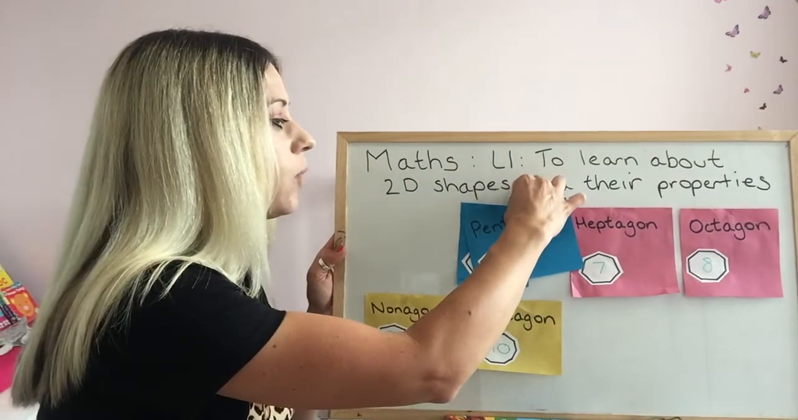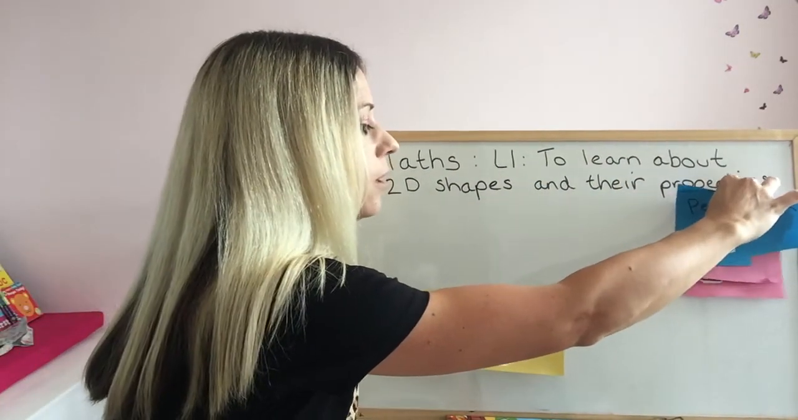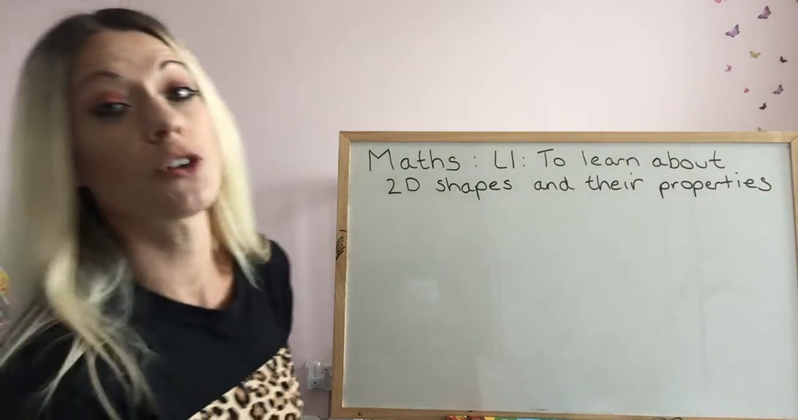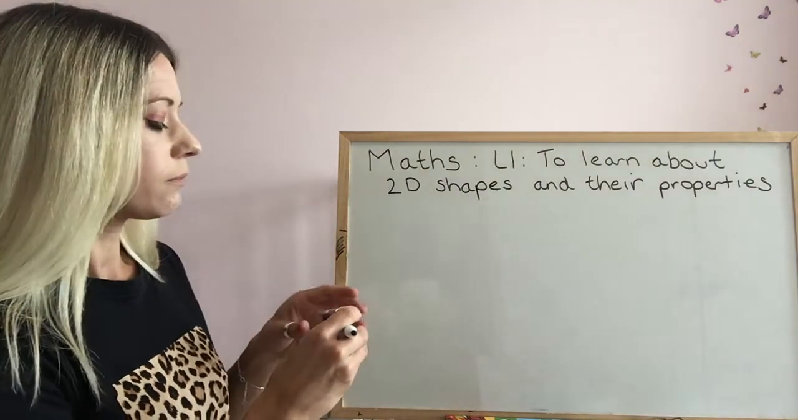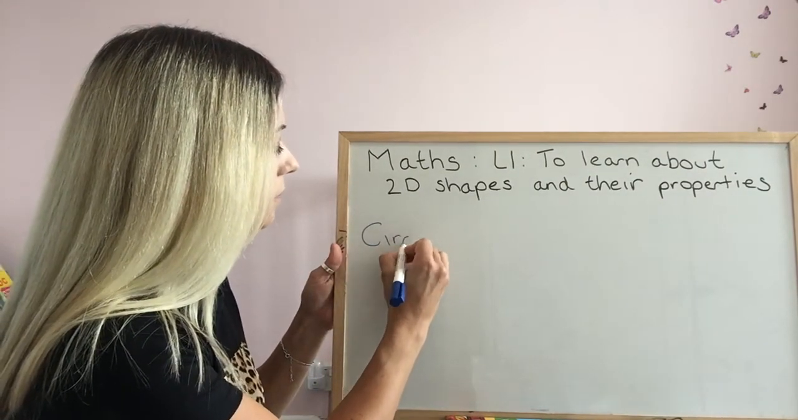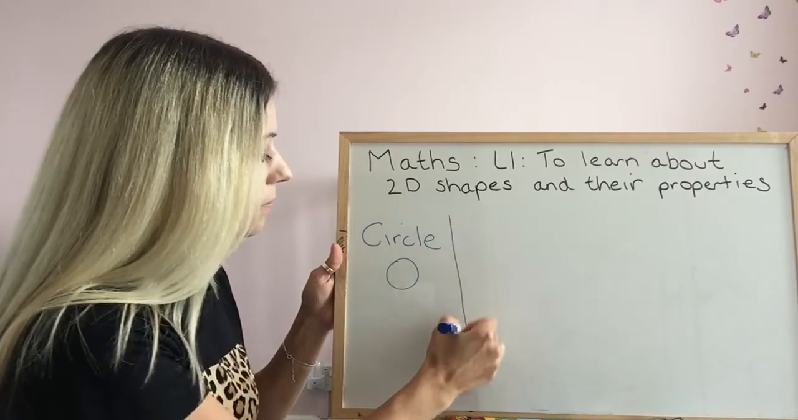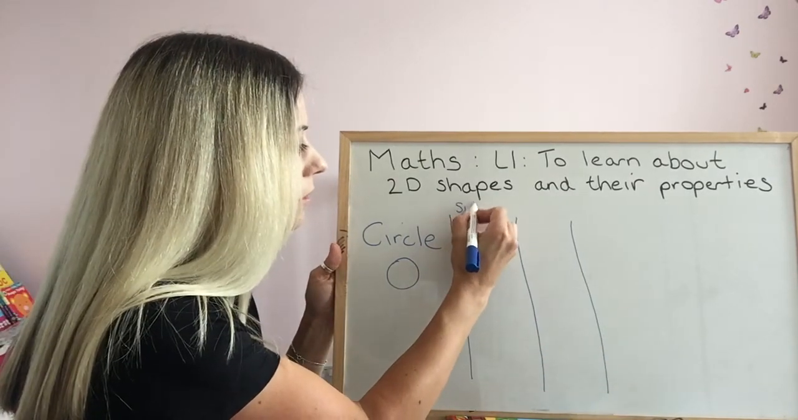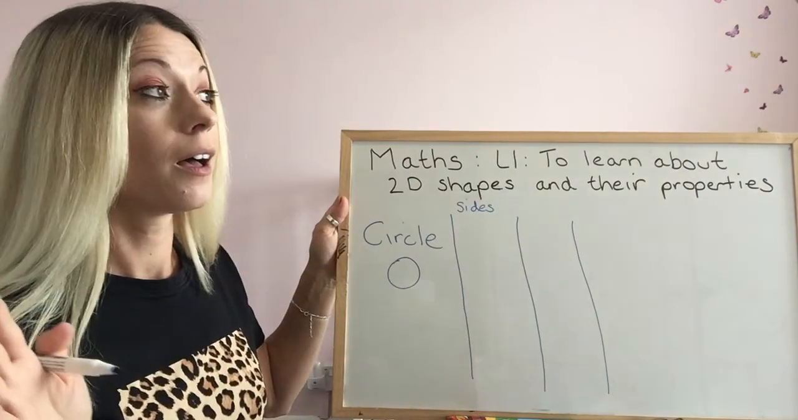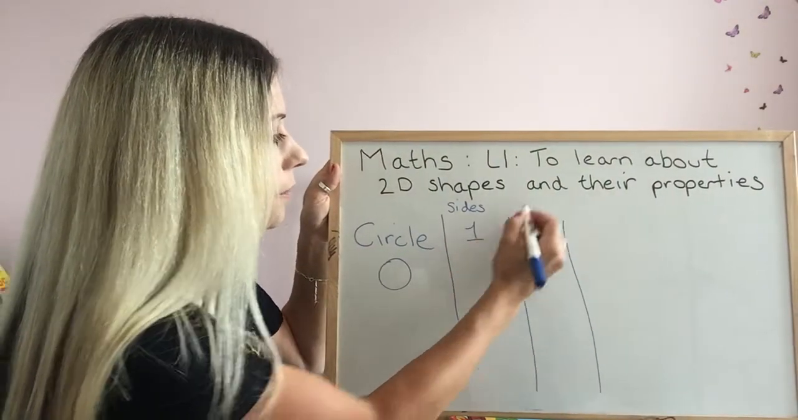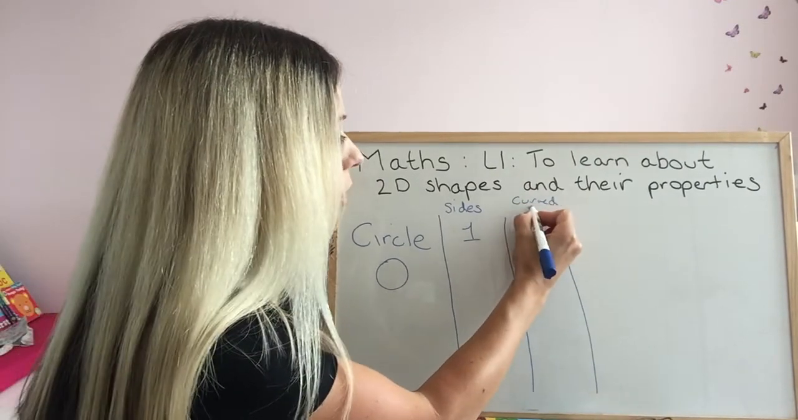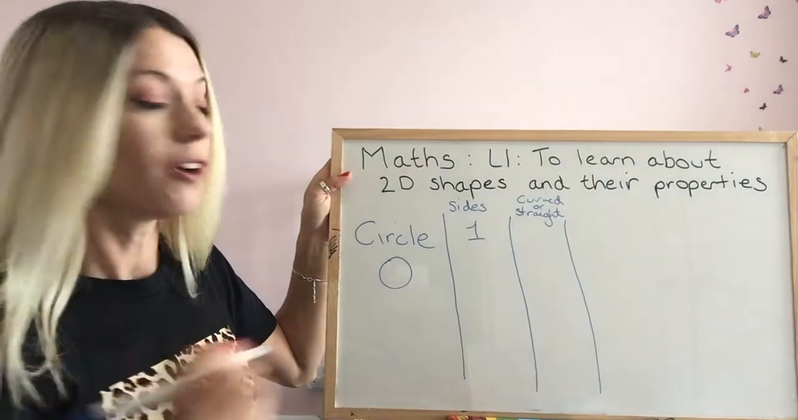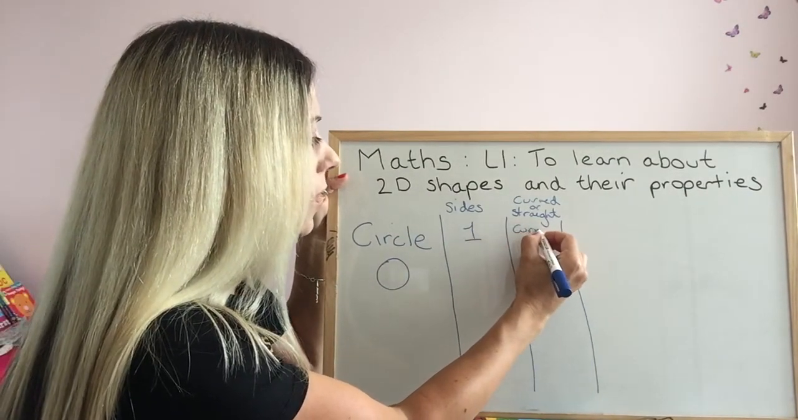So let's put some word sentences together to learn about our shapes and their properties. I will do the first one for you, and then I would like you to try one for yourself. So, we have a circle. Now, can you remember how many sides the circle had? Well done, it had 1. Now, were they curved or were they straight? That's right, it was curved all the way round.